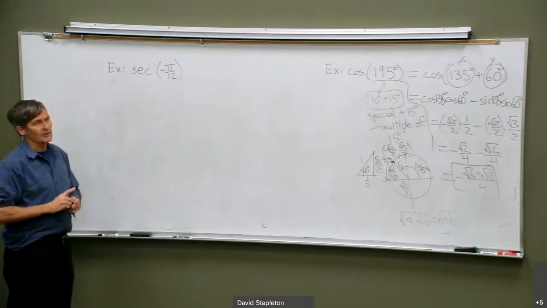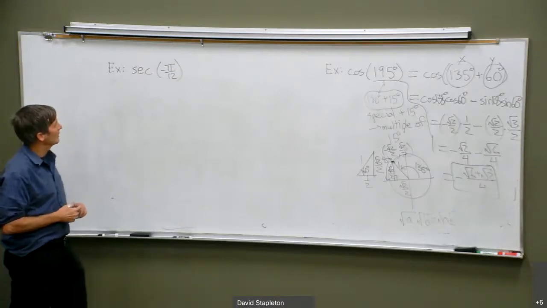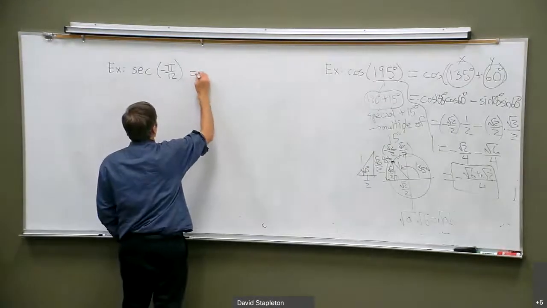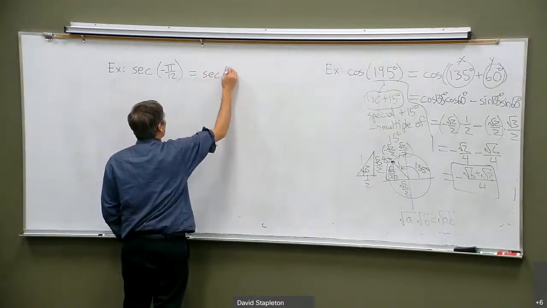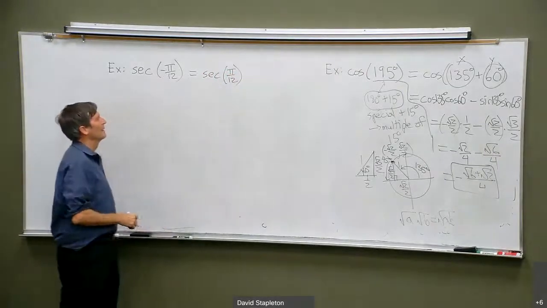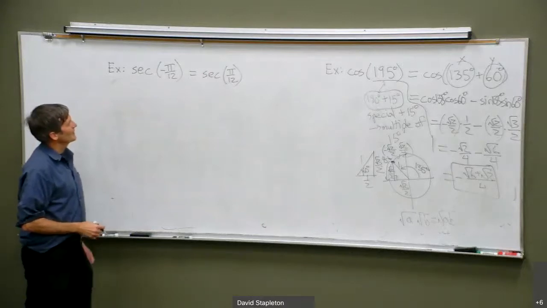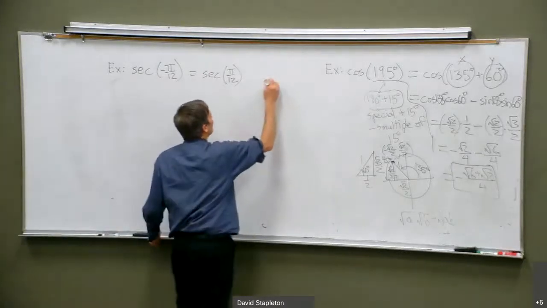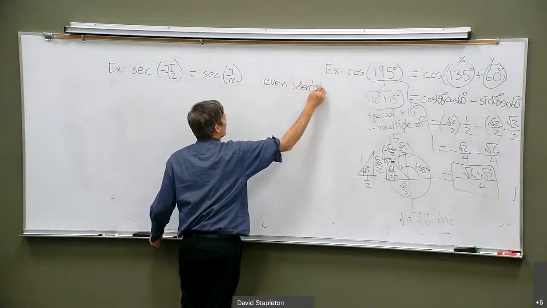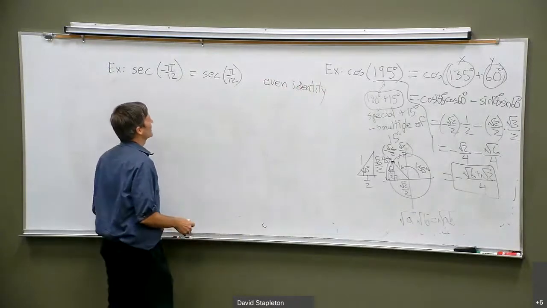Here's a hint. You can save yourself a little trouble on these by applying the identities along the way sometimes. Secant is an even function, so I can say secant of minus pi over 12 is the same as secant of plus pi over 12. Why deal with that stupid negative the whole way through when I don't need to, right? So let's get rid of it right off by the even identity. I'm always dropping a minus sign somewhere, so this may save me an error later.